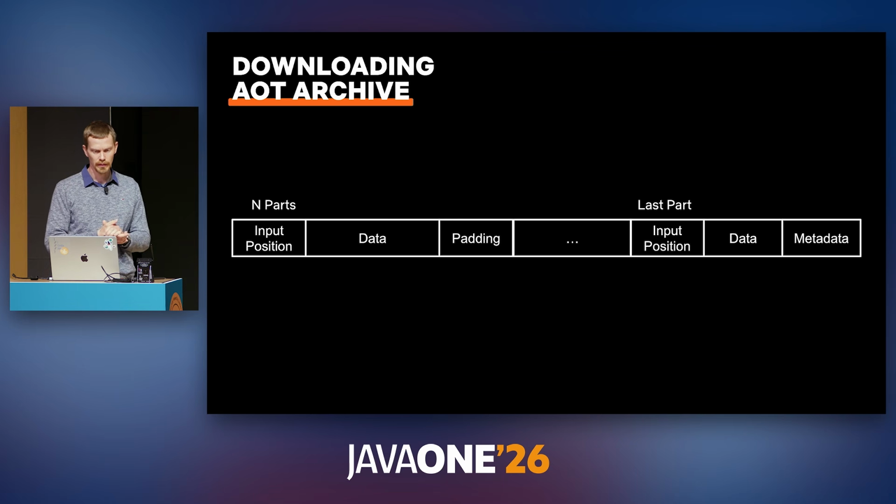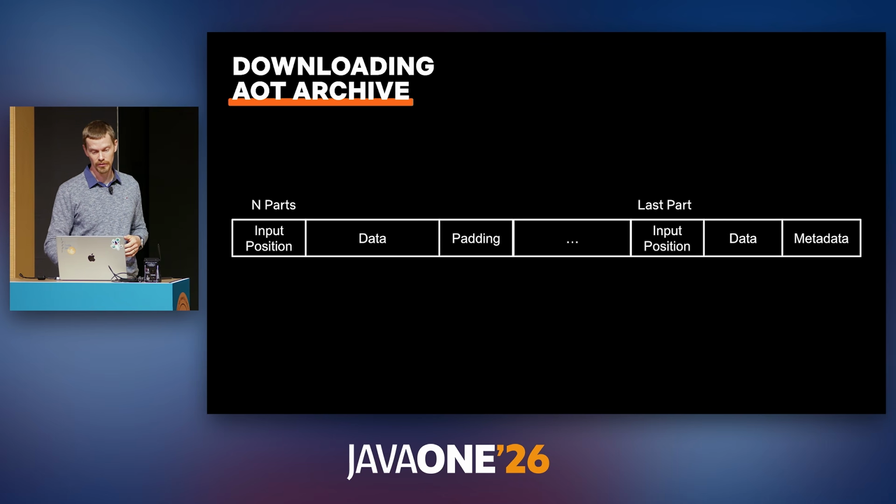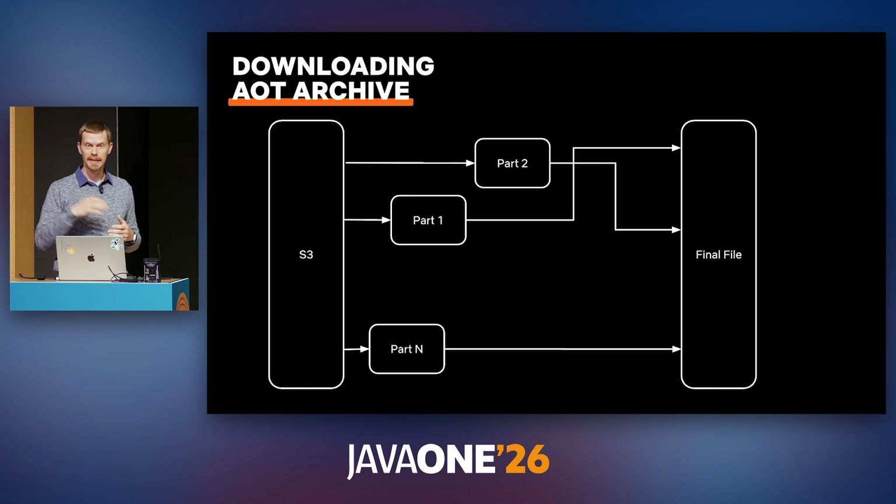As a reminder, here is the structure of the file in our storage, in S3. And as you remember, I mentioned that at the beginning of each data block, we store an input position that was the place where this block came from in the original file. What this allows us to do is start downloading each of those parts completely independently, in parallel, and stitch the final file in memory. And there is no waiting for ordering of those parts.